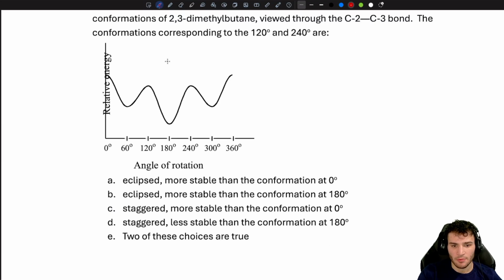And in question 10, we're asked about 120 and 240, right? So this is probably one of our higher energies, right? But definitely not as high as it could be, right? So this is probably going to be our highest energy possible, so most unstable. So since it's somewhere kind of close to the top, we're probably thinking eclipsed, right? But more stable than the conformations at 0, right? So more stable than at 0 or 360.